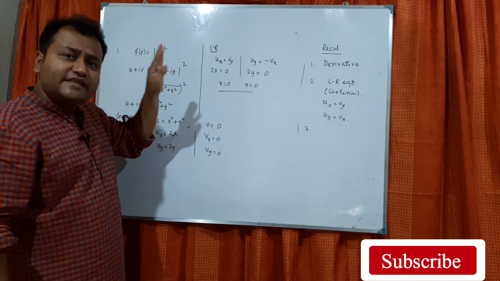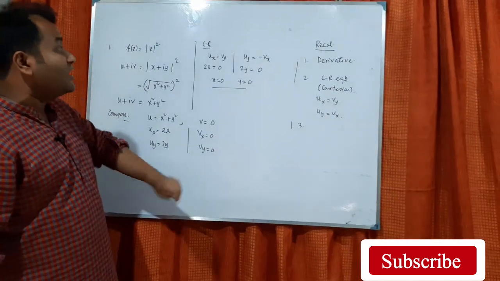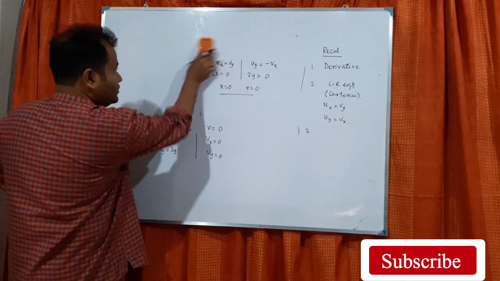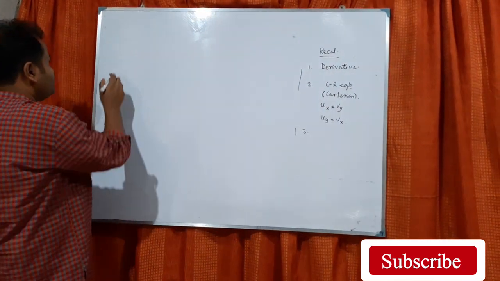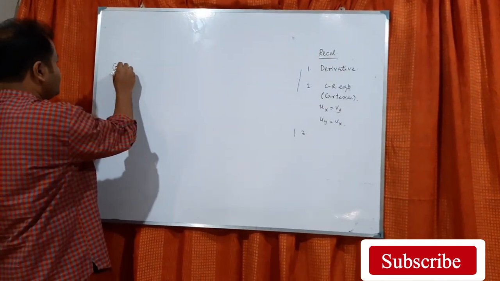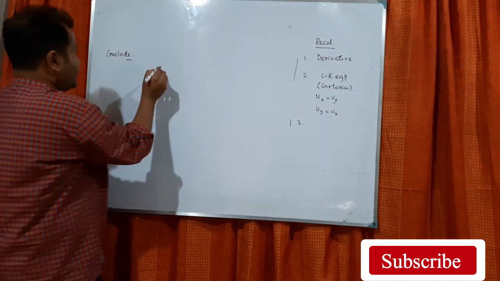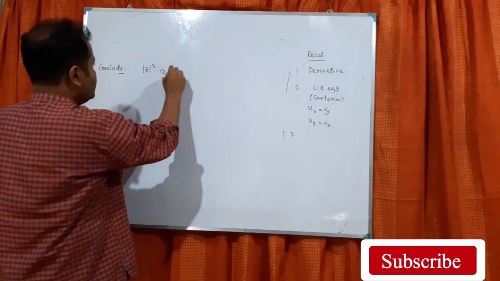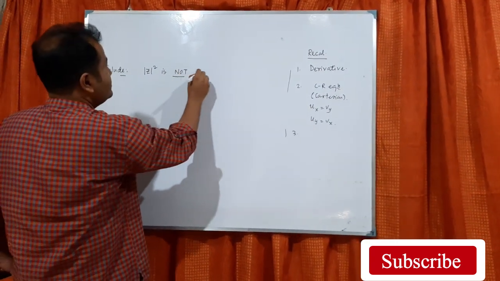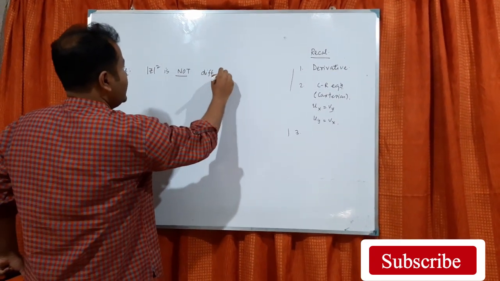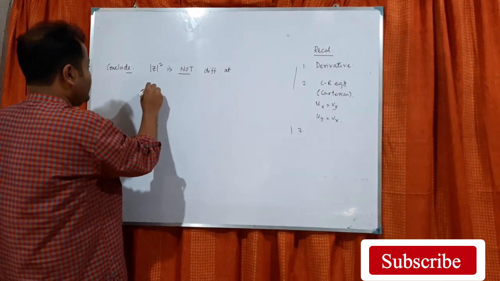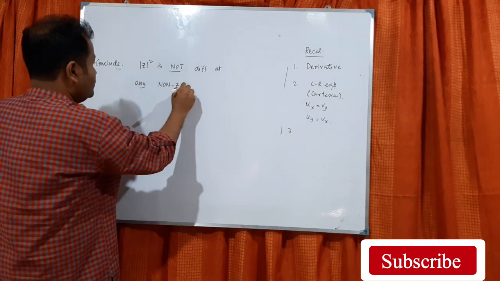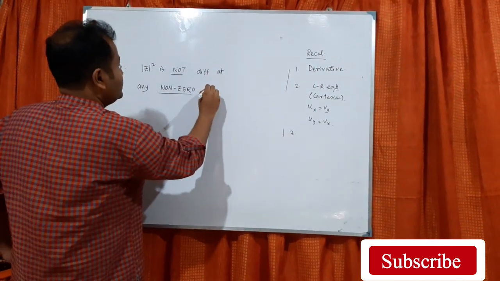So this function mod of z square does not satisfy the CR equation at any non-zero point. So what can we conclude here? We can conclude that mod of z square is not differentiable at any non-zero point.